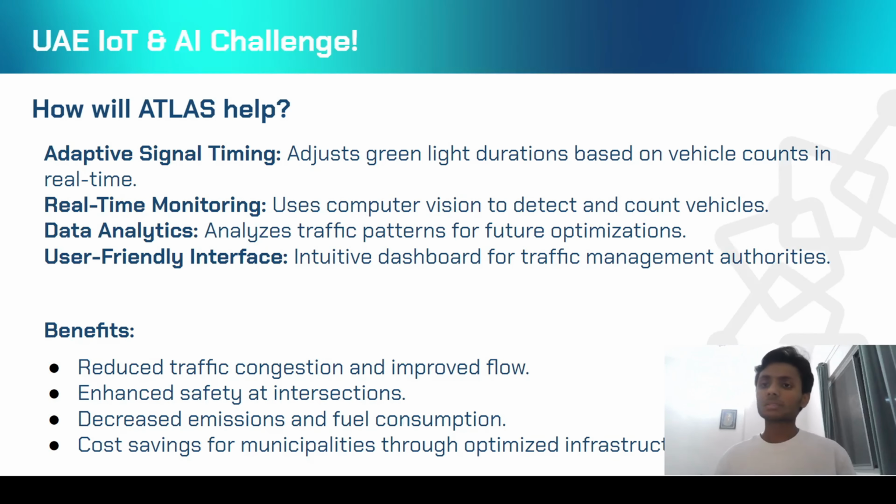So how does Atlas help the system? Well, basically it adjusts the green light duration based on the real life traffic data. It uses computer vision to do so, and later on it automatically changes the algorithm based on the data it collects over a period of time to help the authorities with future developments.